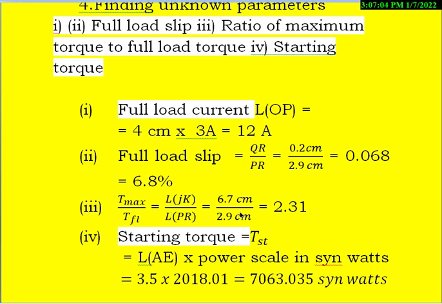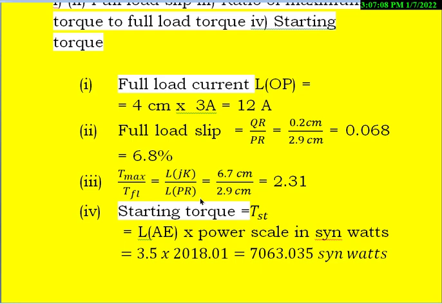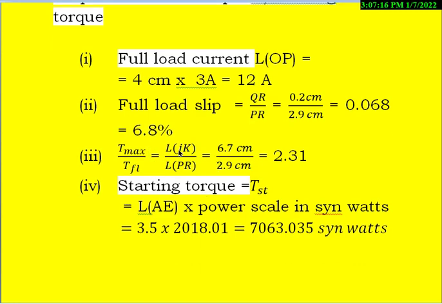Then we know the distance JK and the distance PR. The ratio of these two is nothing but the ratio of maximum torque to the full load torque. JK is 6.7 centimeters, whereas the full load torque distance PR is 2.9 centimeters. So from that calculation we get 2.31.